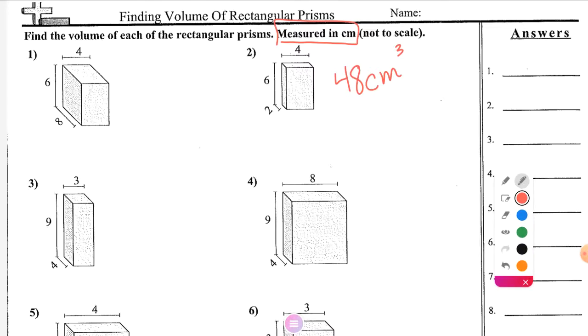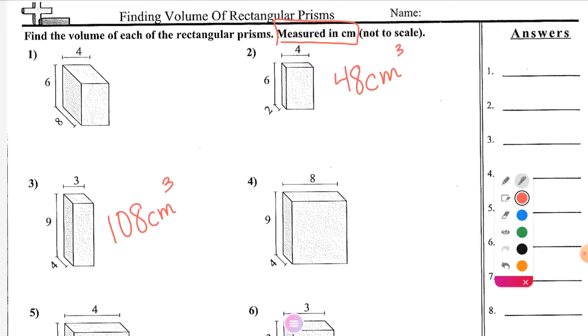Okay, number 2 or 3. What'd you get, Tatum? For number 3. 108 is correct. Yeah, she said a label. Sorry. Centimeters cubed. Guys, you would have had to take 4 times 9 times 3.